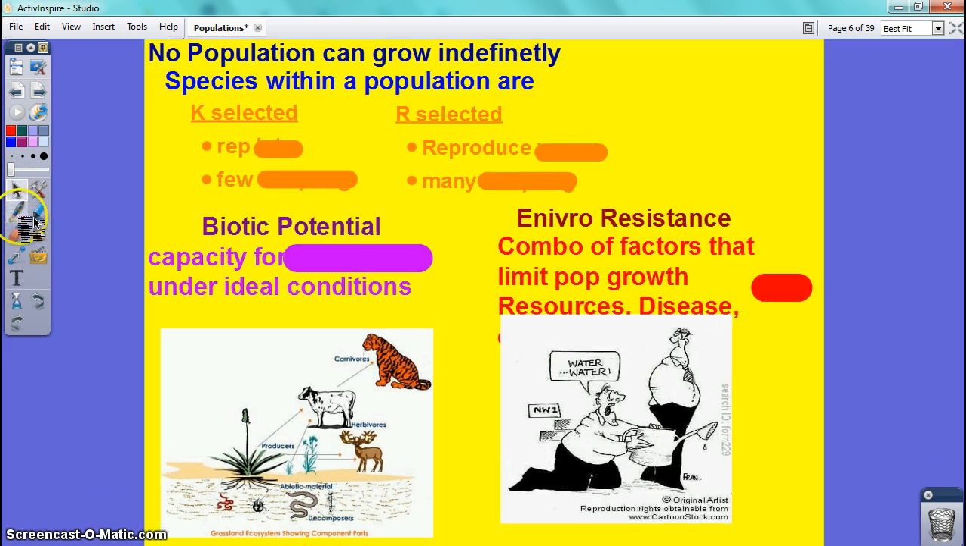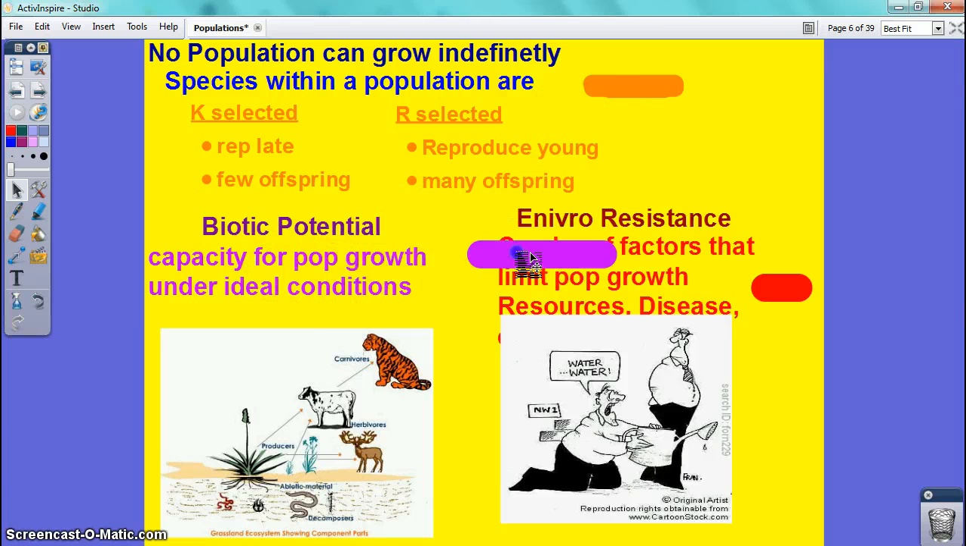We have two major species types within a population. K-selected species reproduce at a later age in life, and they have few offspring. Humans are an example of K-selected species, or K strategists. R-selected species reproduce young and have a lot of offspring. We're going to look at biotic potential versus environmental resistance. Your capacity for growth, or your ability to grow as a population under ideal conditions, makes up your biotic potential. There's always going to be resistance affecting your biotic potential.